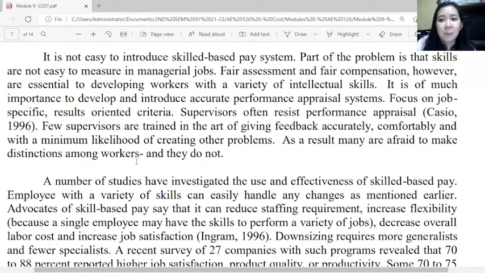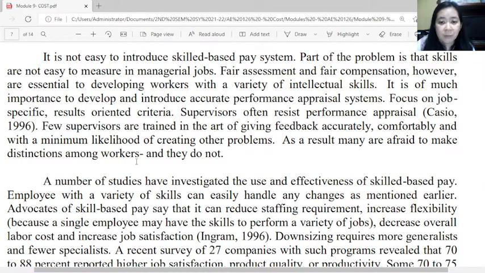Part of the problem is that the skills are not easy to measure, especially in managerial jobs. So there should be a fair assessment and fair compensation. These are essential to developing workers with a variety of intellectual skills. So it is of much importance to develop and introduce an accurate performance appraisal system that is fair for everyone, focused on job specific and result oriented criteria.